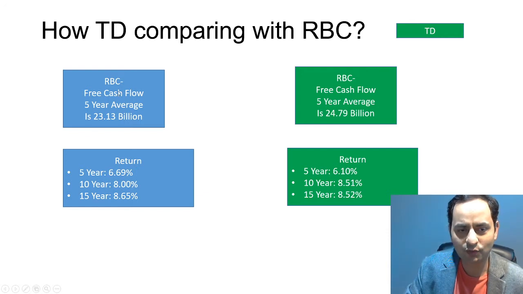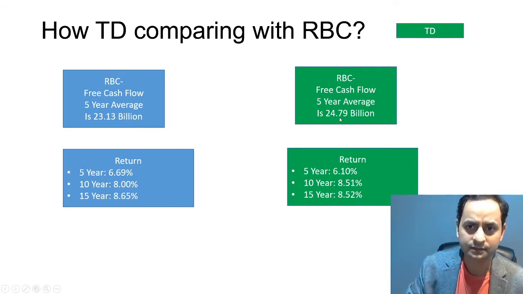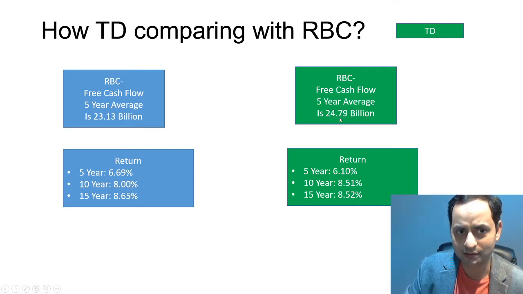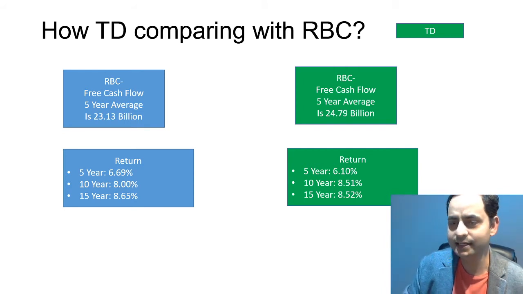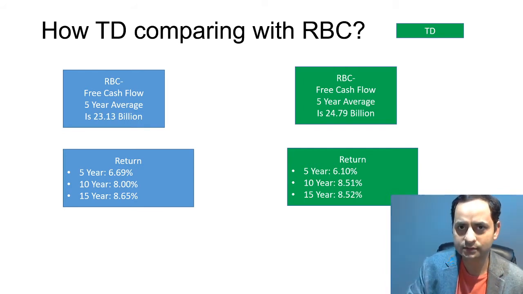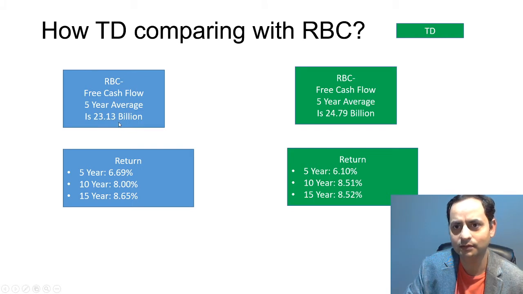So on a free cash flow basis, I think I missed something here. This should be green is TD, right? So they have more cash flow on average, $24.79 billion, and on the RBC side you see it's a little less, $23.13 billion, almost a little over $1 billion less.